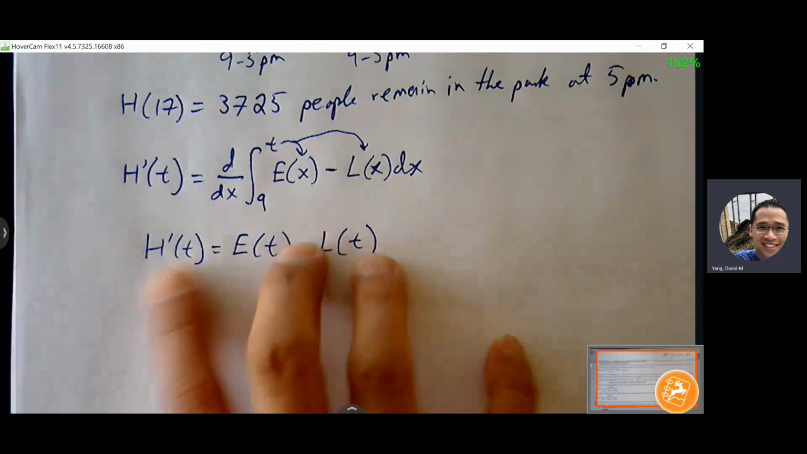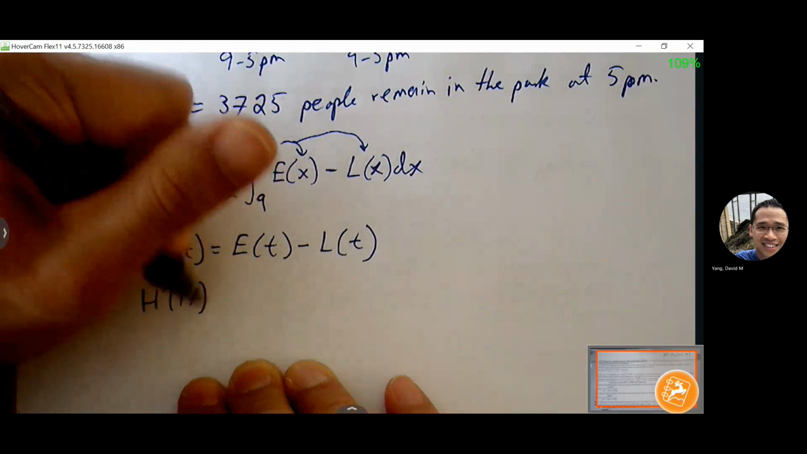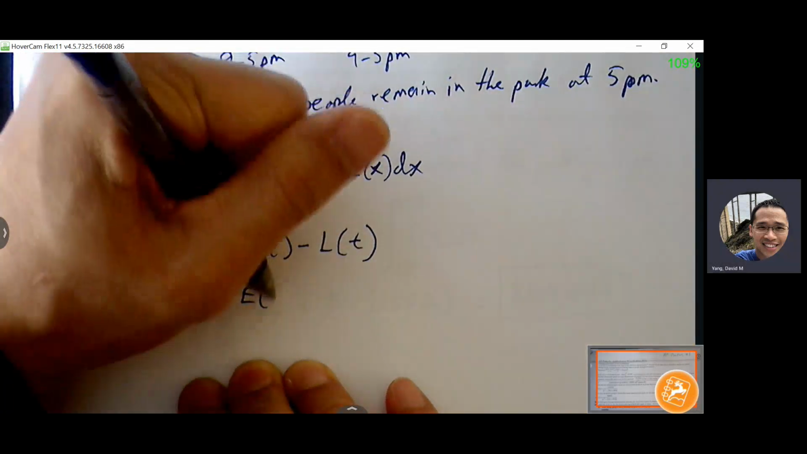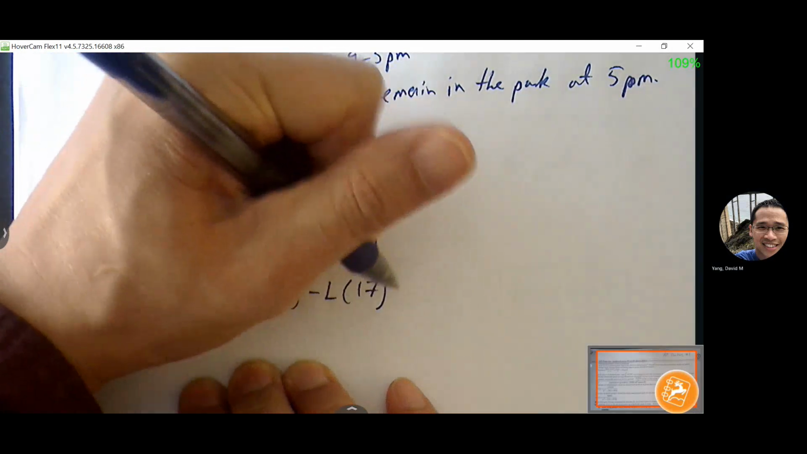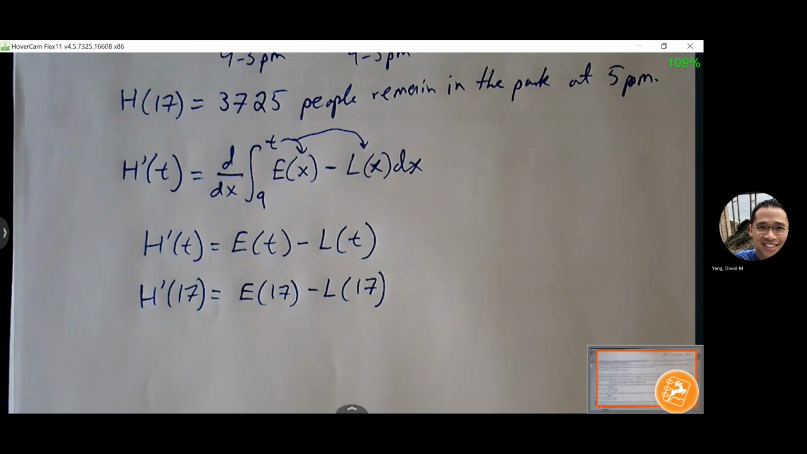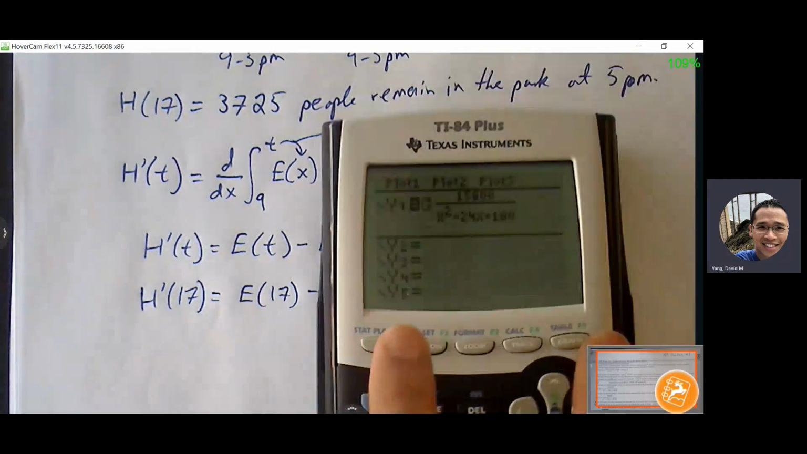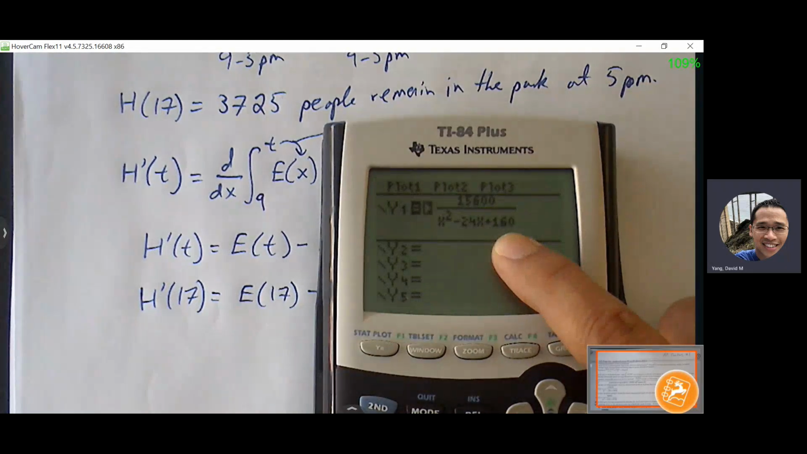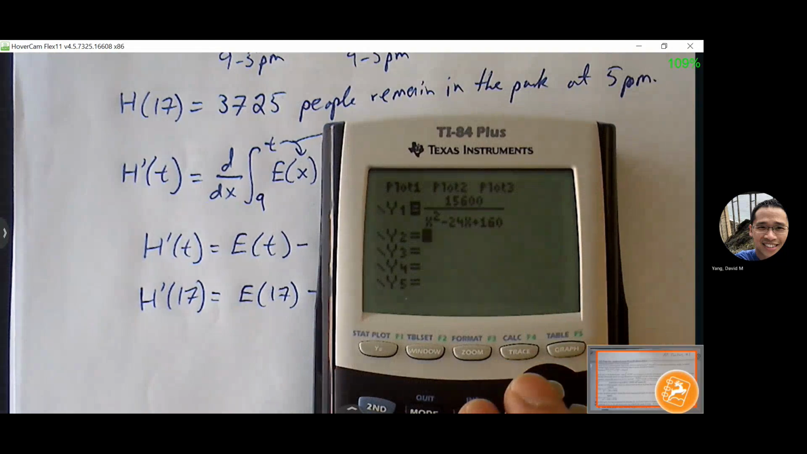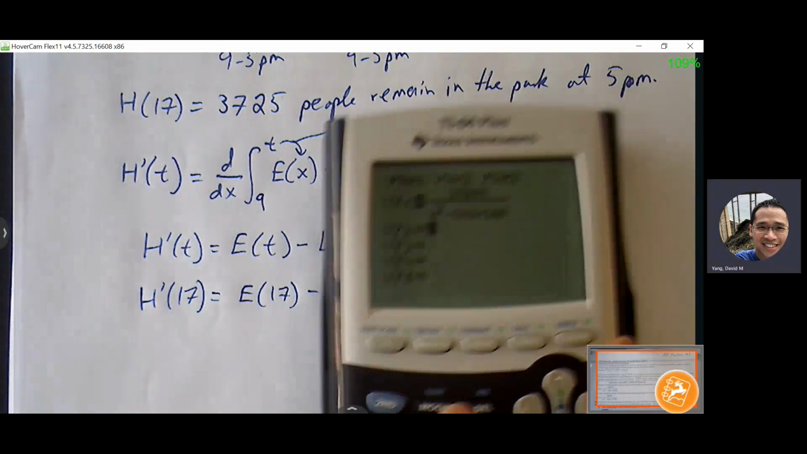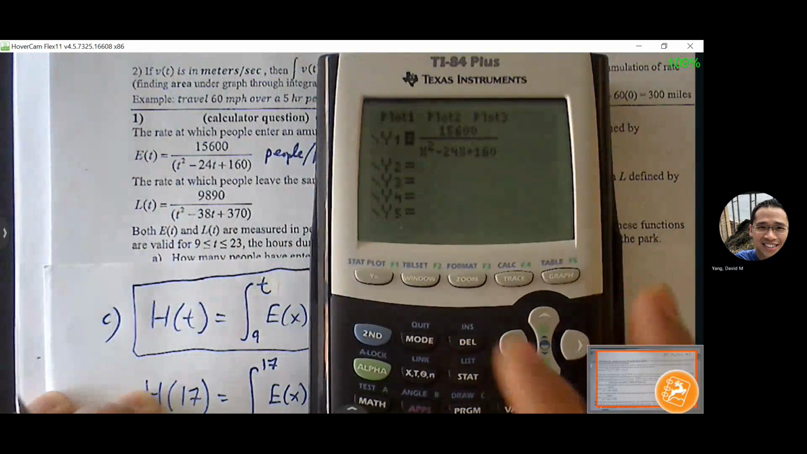So if I want to find h prime of 17, I would do E of 17 minus L of 17. Right, let's make the calculator find this value for us. We already have E of t in y1. I'm going to have L of t in y2. So I'm going to go back to my problem here and type in L of t.